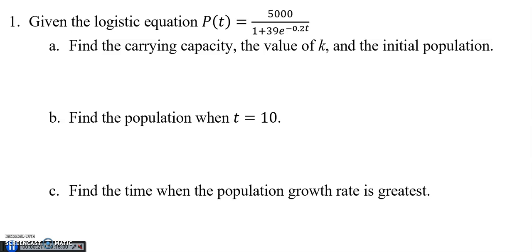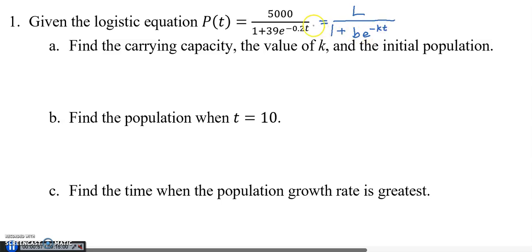We're going to take a look at the logistic equation P of t equals 5,000 divided by 1 plus 39e raised to the negative 0.2t. And we're asked a number of things about this equation. First of all, the carrying capacity. Well, let's recall that the general form here is L over 1 plus B times e raised to the negative kt. So we can use that to locate some things. The carrying capacity we know to be L, so we can simply see that L is equal to 5,000.